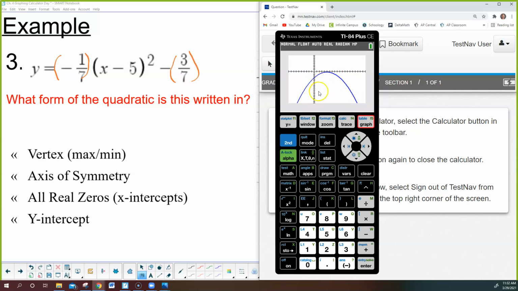Okay, now I got to find the vertex. So I'm going to go second calc. And because this is a downward opening parabola, because the a value is negative, I'm going to go to maximum. And now it says, do you want the left bound?